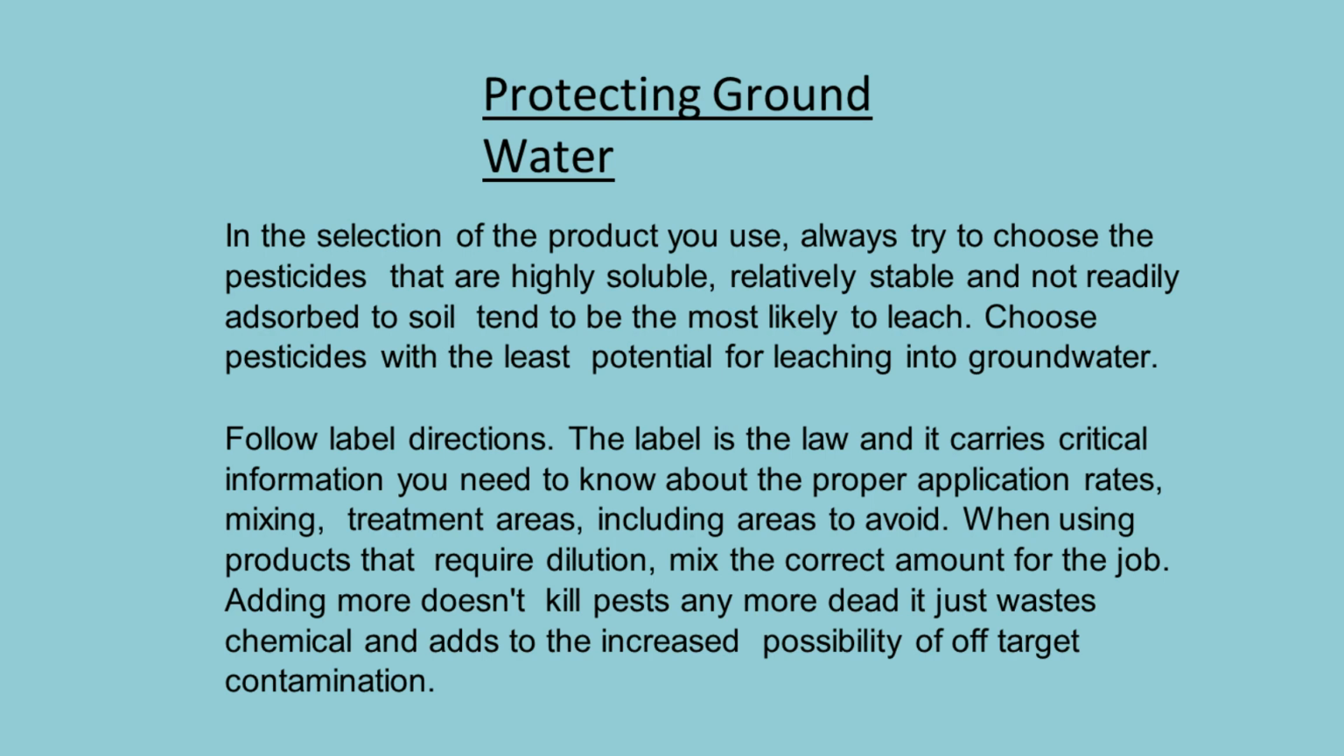Follow all label directions. The label is the law and it carries critical information you need to know about the proper application rates, mixing, treatment areas, including areas to avoid. When using products that require dilution, mix the correct amount for the job. Adding more doesn't kill pests any more dead, it just wastes chemical and adds to the increased possibility of off-target contamination.